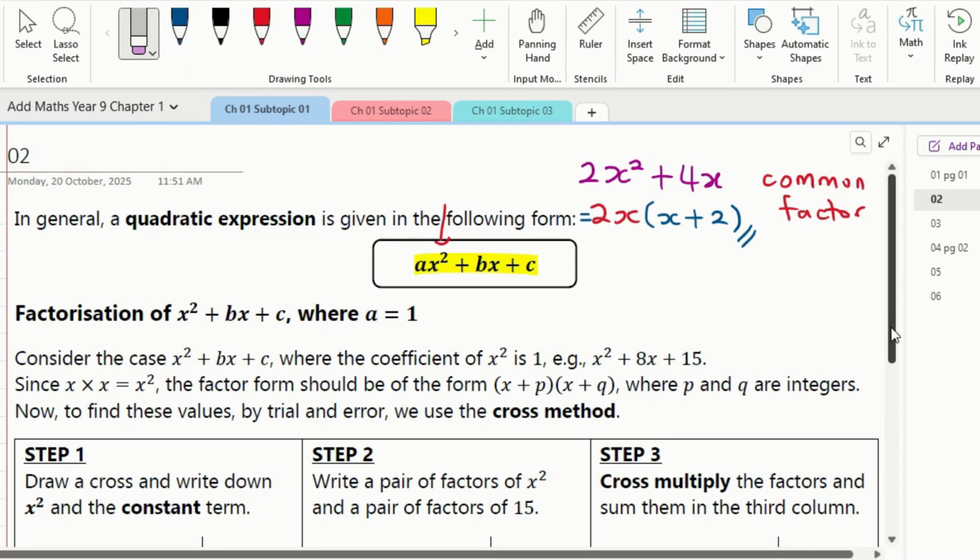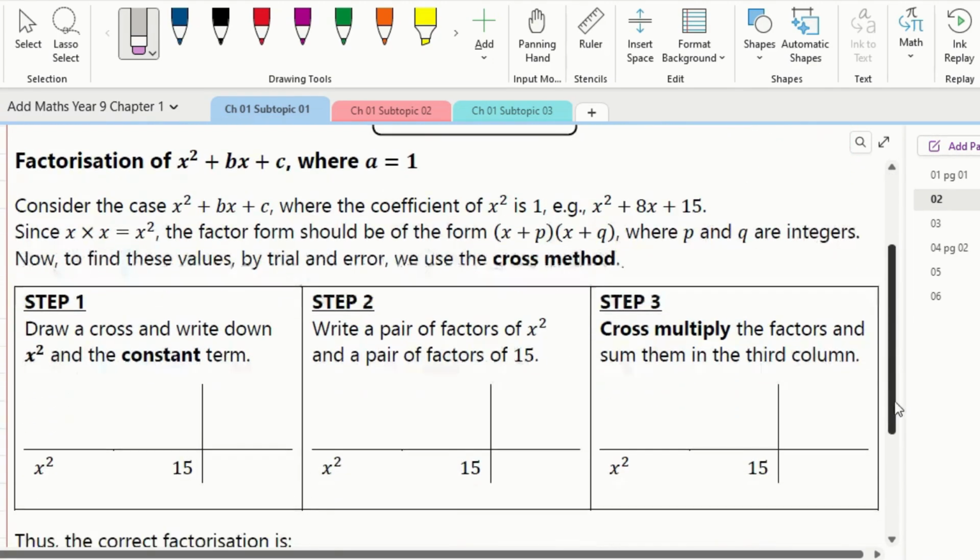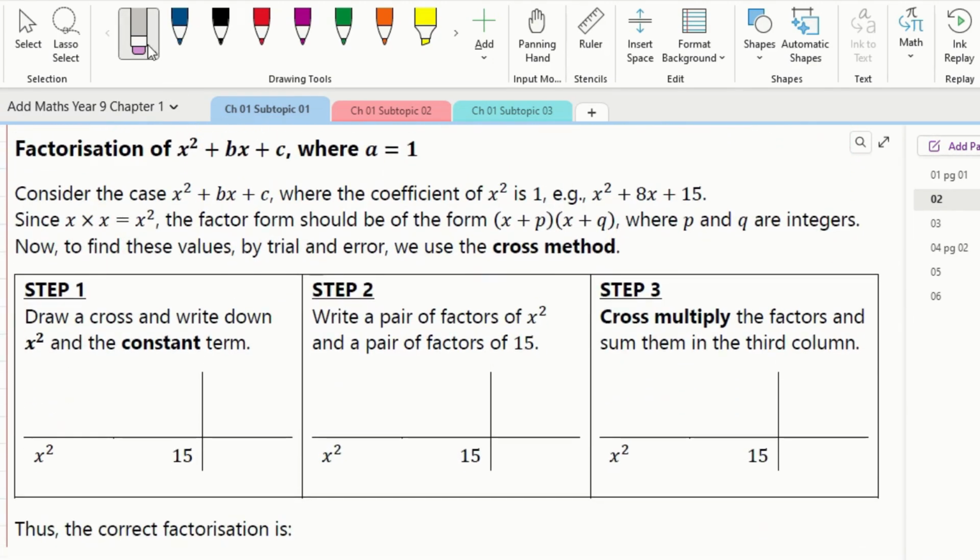But factorization of a quadratic expression involves a follow-up method over here. It's quite advanced, but as the student practices a lot of this, it will be quite simple. So let's begin. Here we have a factorization of x squared plus bx plus c. Here in front of the x squared, it's a number 1. So consider this case, the coefficient of x squared is 1.